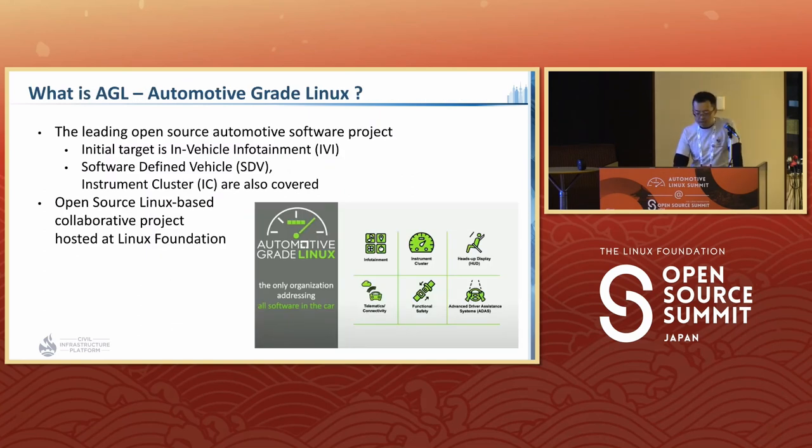So, changing the topic, I'd like to introduce AGL. I know the main topics of AGL were already talked about in today's second keynote. Maybe you know it, and I'm not sure it needs explaining again, but let me introduce AGL quickly. AGL is a leading open source automotive software project. The first target was IVI, and now it also covers SDV and instrument cluster. Same as CIP, it is also an open source Linux-based collaboration project hosted by the Linux Foundation.